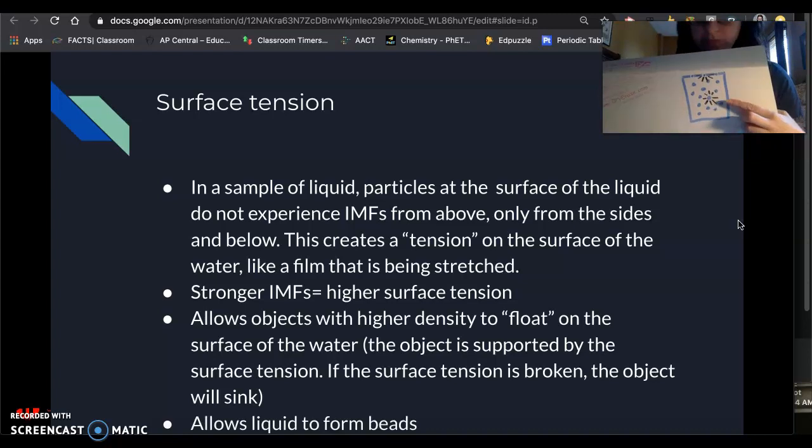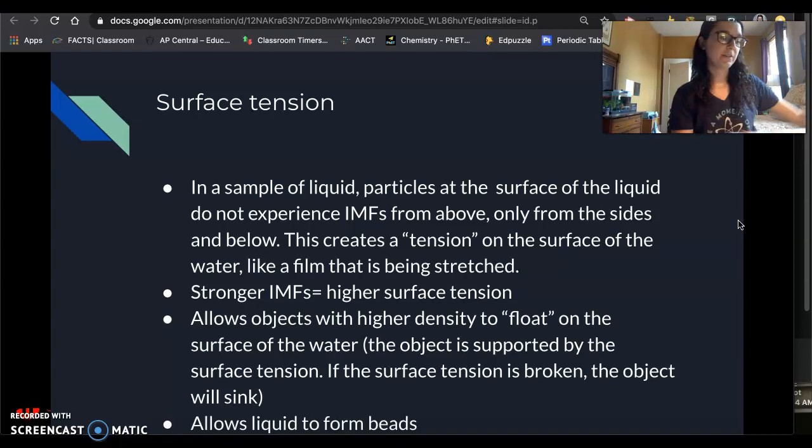So within the middle of a liquid, those particles have attractive forces all around them. But at the very, very surface, there are only intermolecular forces below and to the sides of that particle. This creates a tension on the surface of the water that basically acts like a film that's stretched over the water. So the stronger intermolecular forces you have in a liquid, the higher surface tension you will have. If you don't have very strong intermolecular forces, you're not going to have a high surface tension, and you're not going to be able to float things on that liquid.